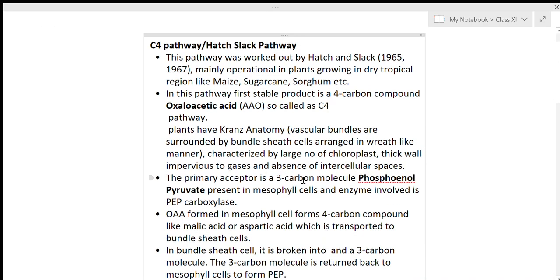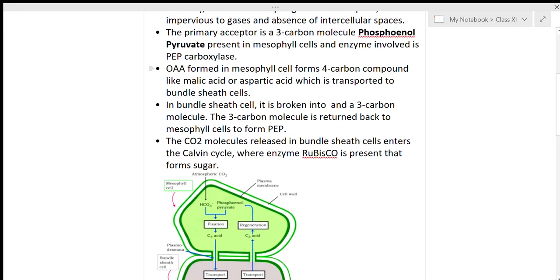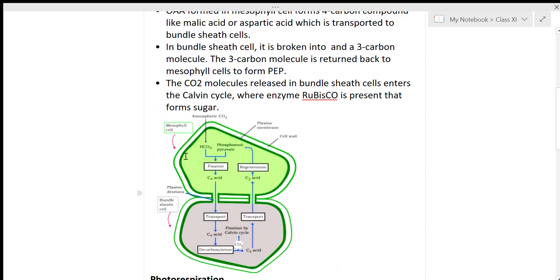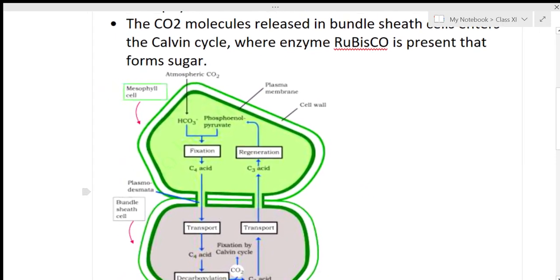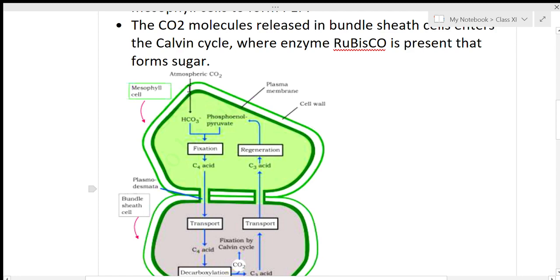Now, what happens in this Hatch and Slack cycle? The primary acceptor is a 3-carbon molecule, phosphoenol pyruvate, present in mesophyll cells, and the enzyme involved is PEP carboxylase. So here we can see in this flow chart. In this flow chart, the atmospheric CO2 is taken up by the phosphoenol pyruvate.